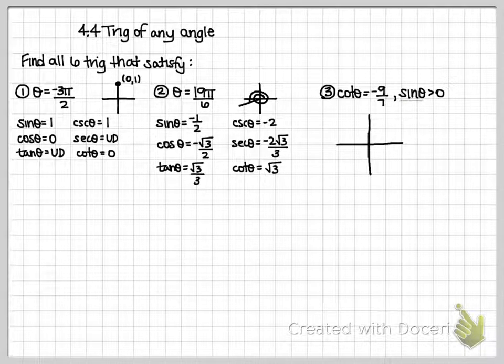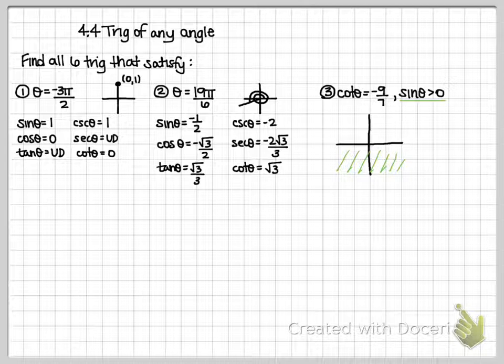So I see that sine theta is greater than 0. Sine corresponds with my y's. I want my y's to be bigger than 0, which means I want my y's to be positive, which means I need to go up. So that means that down is not going to work. So let's get rid of the down part.